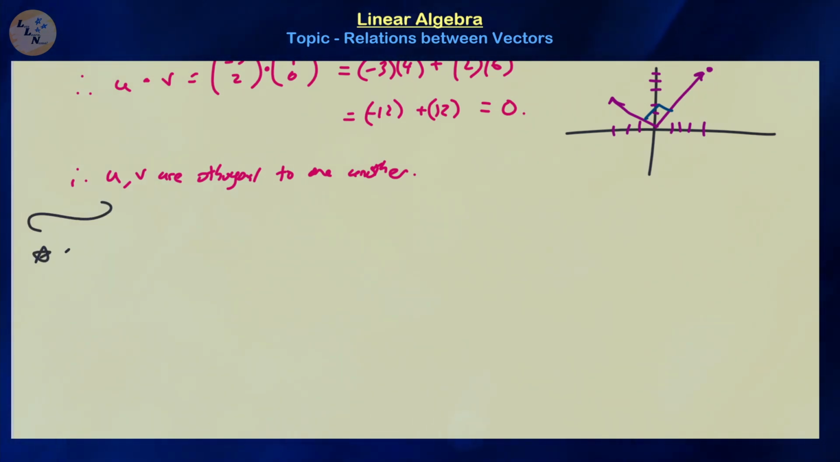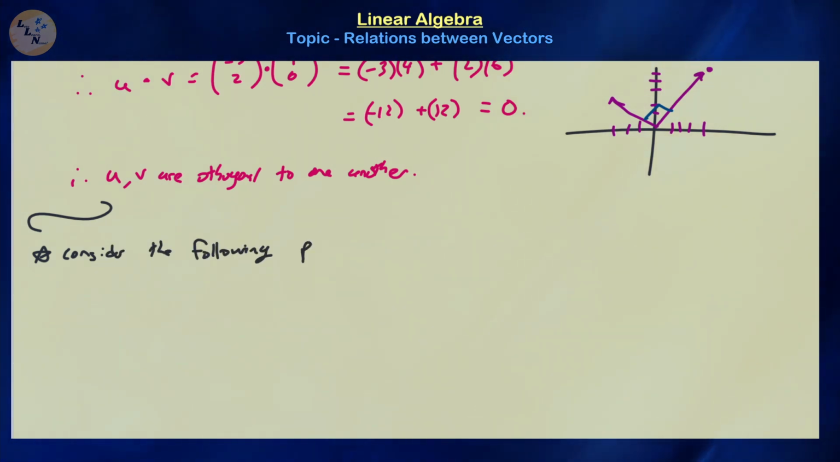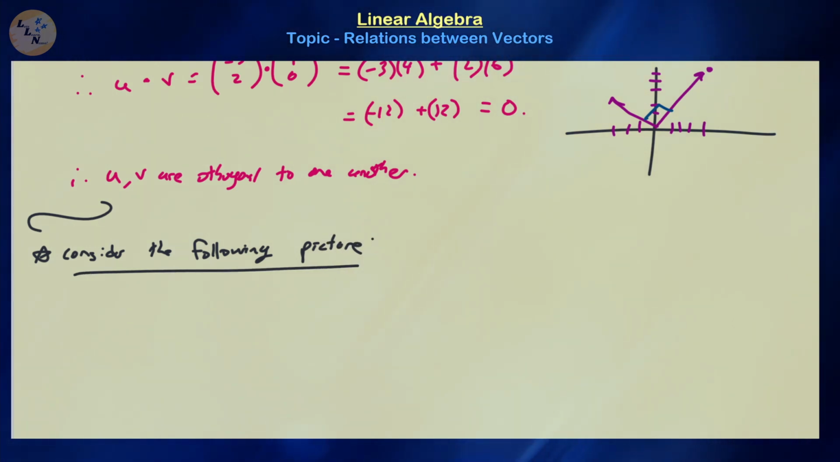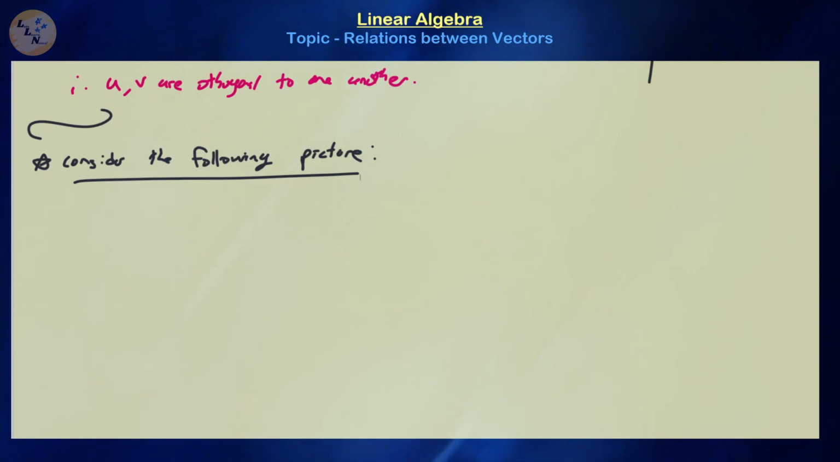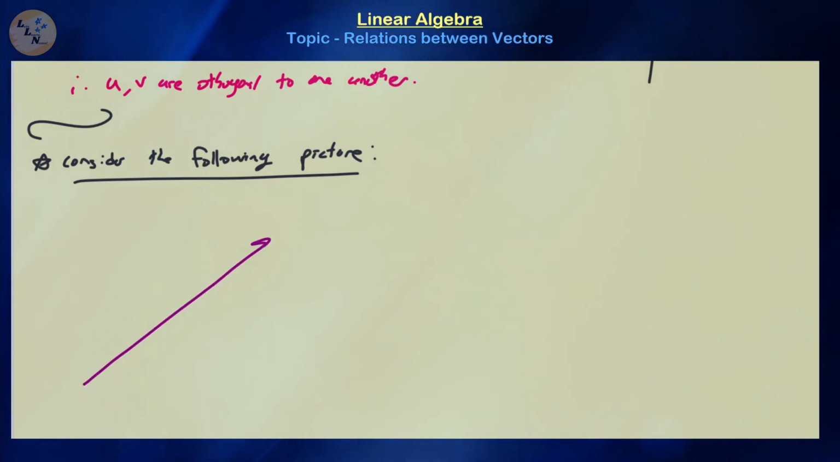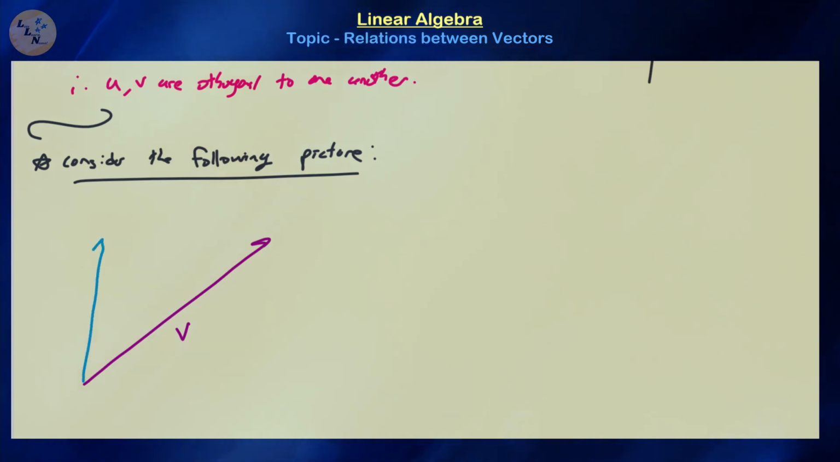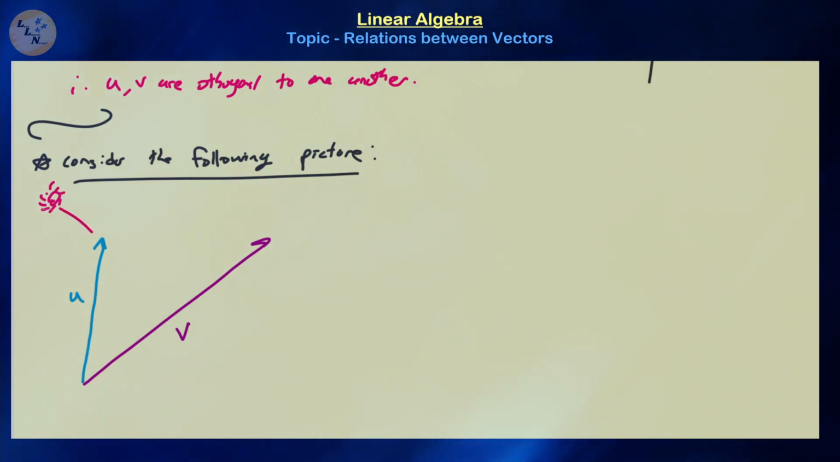Let's consider the following picture. This is going to be a very important picture in a number of applications. Let's assume we have this vector here, which is vector v. Let's assume that we have another vector u that is not orthogonal to v. And let's assume that the sun is right here, and we shine the sun directly on this point such that this projects a 90-degree angle.